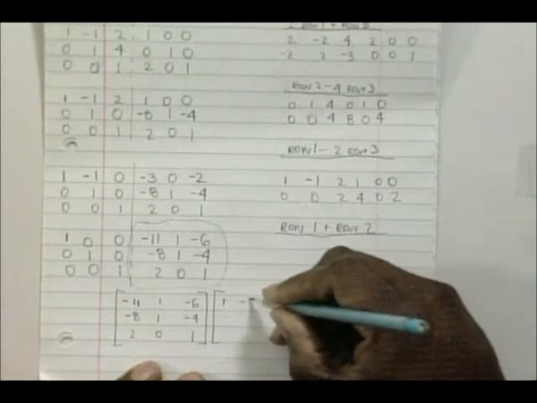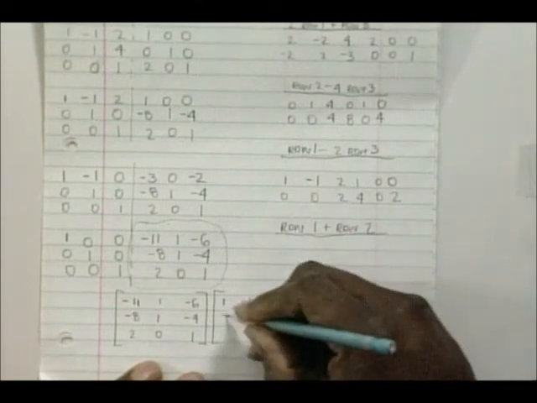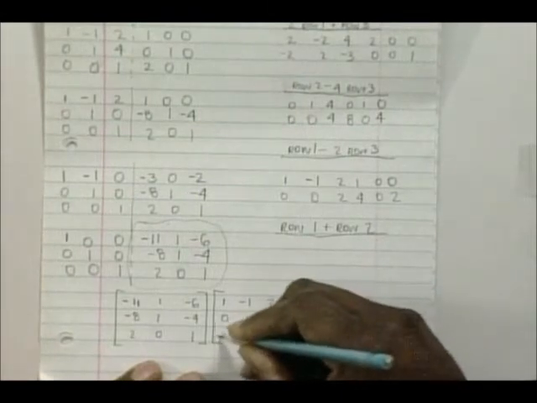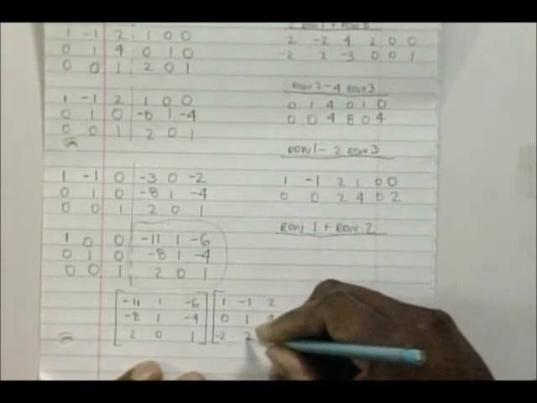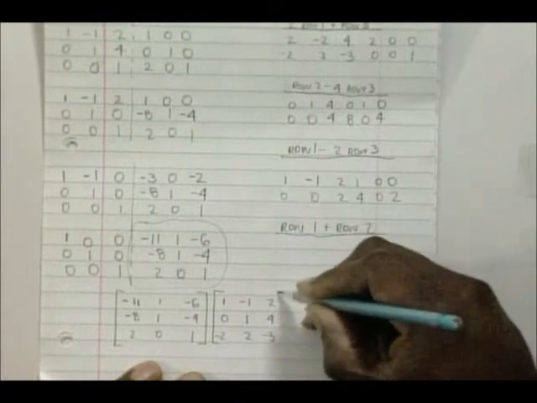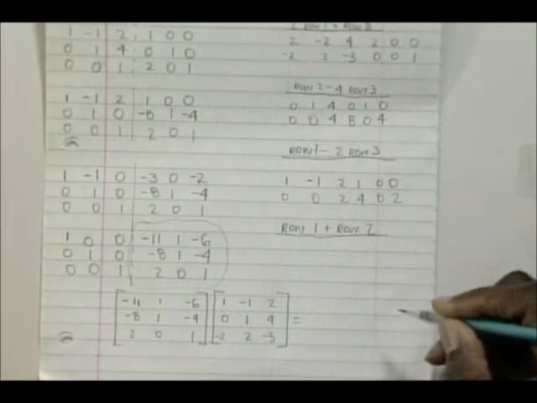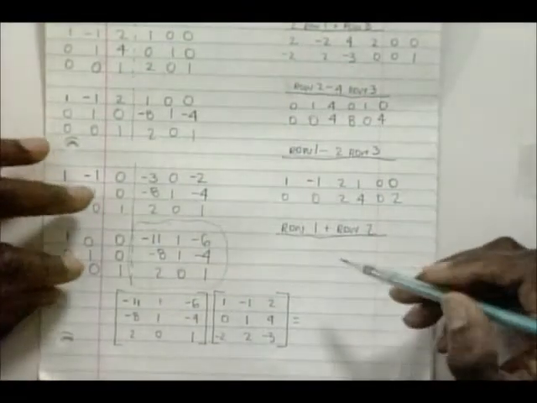1, -1, 2, 0, 1, 4, -2, 2, -3, and you should be able to get the same thing. You should be able to get the same thing. Let's try to do that.